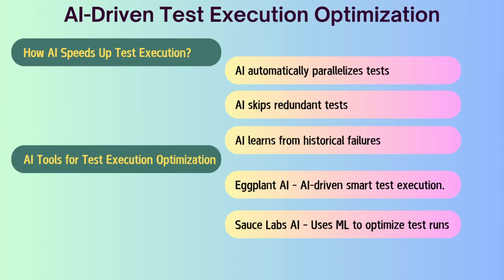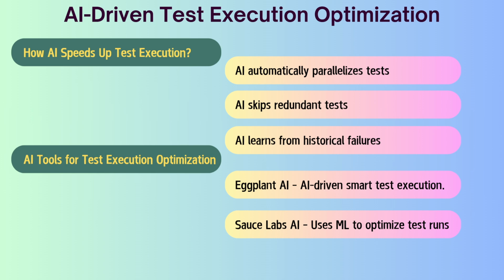AI-driven test execution optimization. Another challenge in regression testing is long execution time. AI helps by optimizing test execution. So how does AI speed up test execution? AI automatically parallelizes test cases across multiple environments, skips redundant tests for unchanged modules, and also learns from historical failures to predict which tests are most valuable.